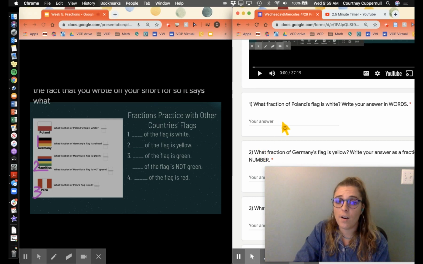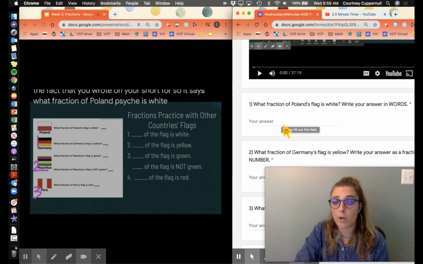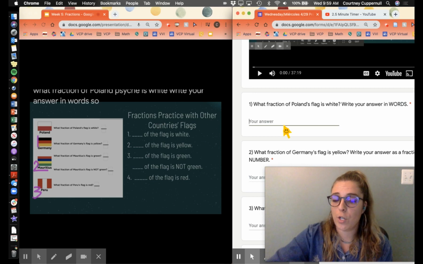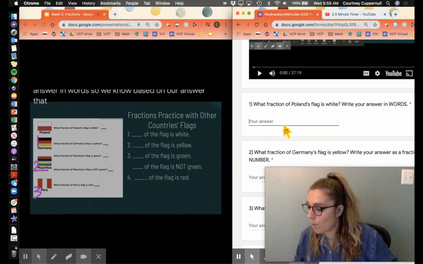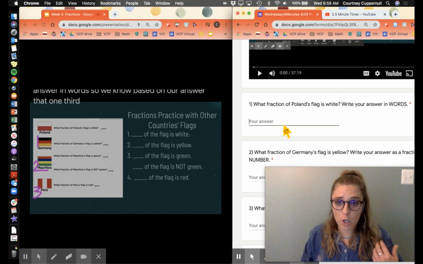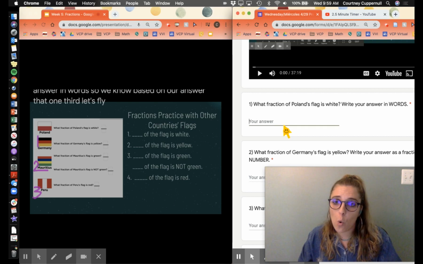So it says, what fraction of Poland's flag is white? Write your answer in words. So we know, based on our answer, that 1/2 of Poland's flag was white.